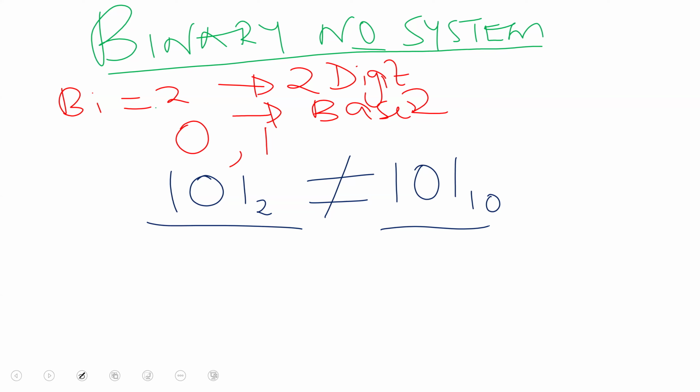Okay? Therefore, I remind you, this is the importance of us adding the base. The importance of us qualifying every number that we shall be putting down is because 101 in the binary is not equal to the 101 in decimal.